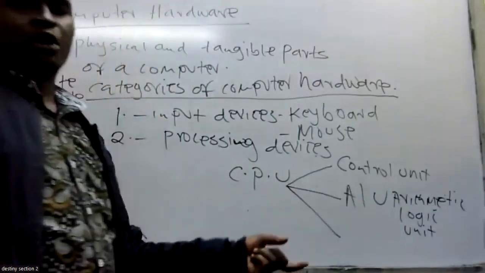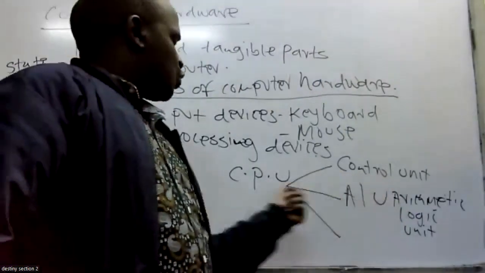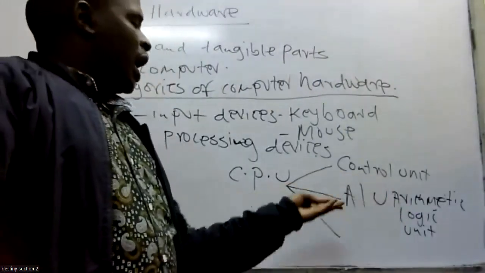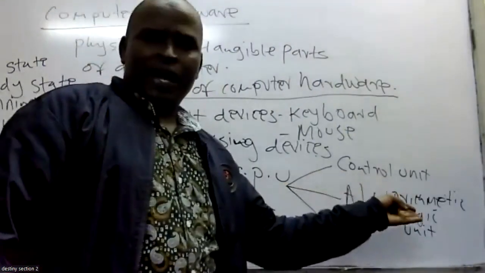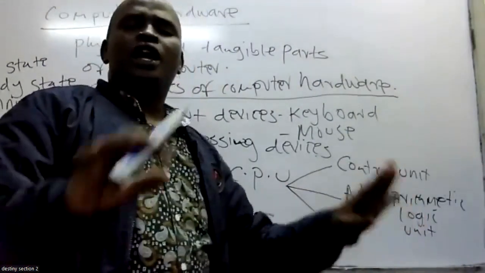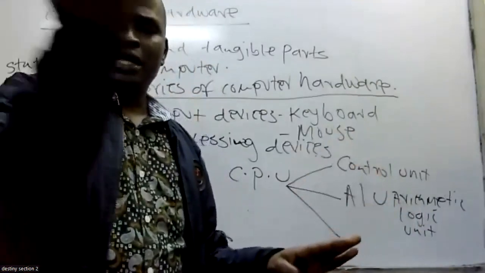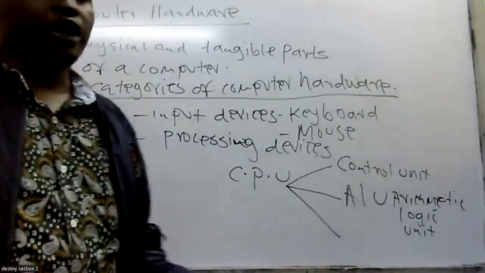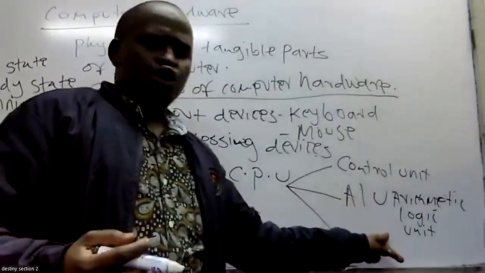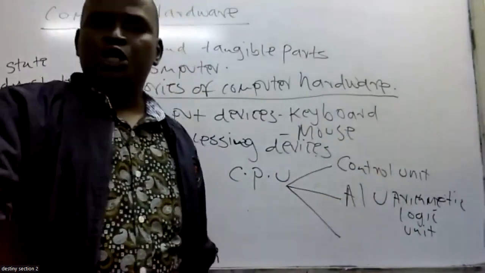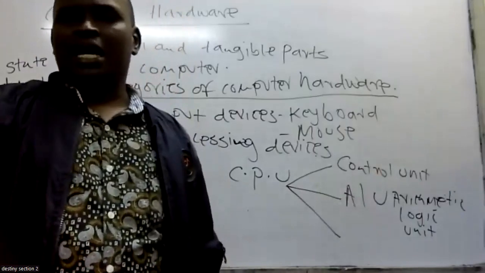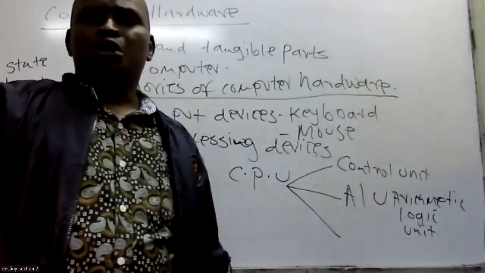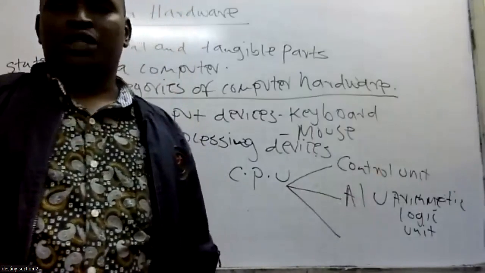As it sounds, under the arithmetic logic unit in the CPU, we have two parts. We have the part which deals with arithmetic operations, that is multiplication, subtraction, addition, and so on and so forth. And then we also have the logic unit, which deals with logical operations, like greater than, less than, not equal to, and so on and so forth.